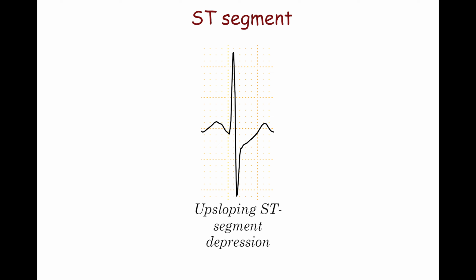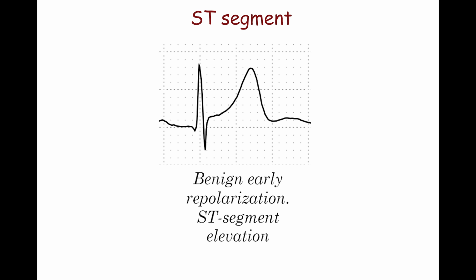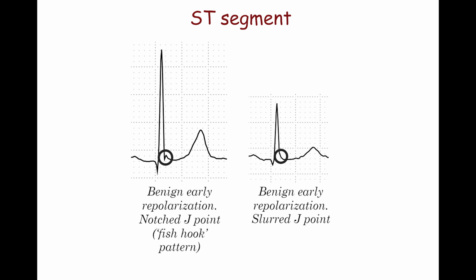The upsloping ST segment depression is observed in 10 to 20% of healthy subjects. Also, it may be found in patients with myocardial ischemia. Benign early repolarization produces ST segment elevation similar to that seen in myocardial infarction. However, benign early repolarization is characterized by upward concavity of the ST segment and the initial part of the T wave. A notched or slurred J point is also observed in some leads.